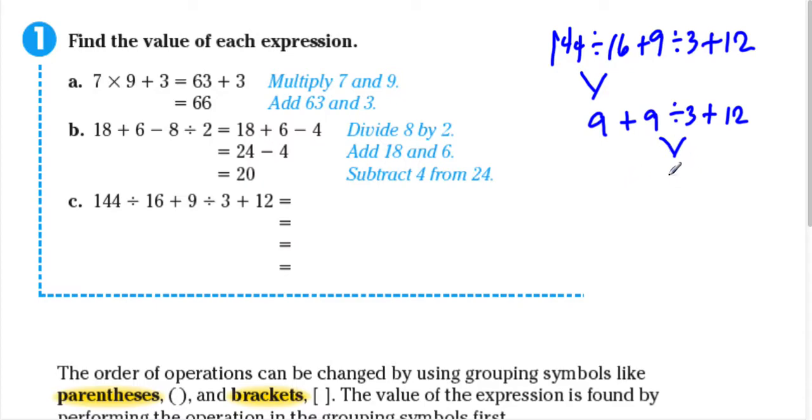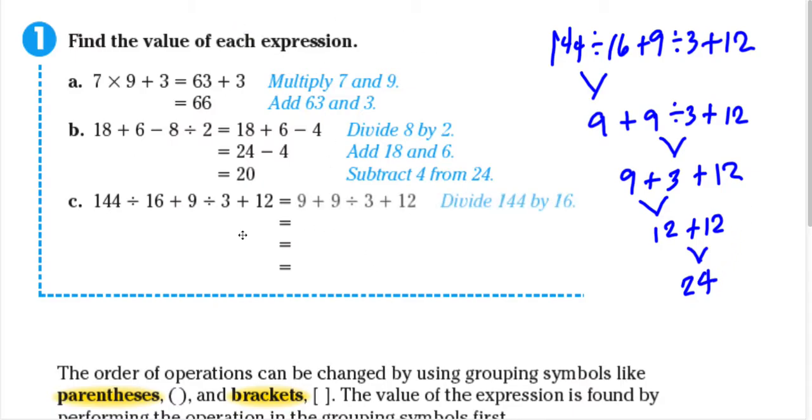9 divided by 3 is 3. We bring down 9 plus 3 plus 12. And since they are all addition, we simply add from left to right. That is 12 plus 12, or 24.